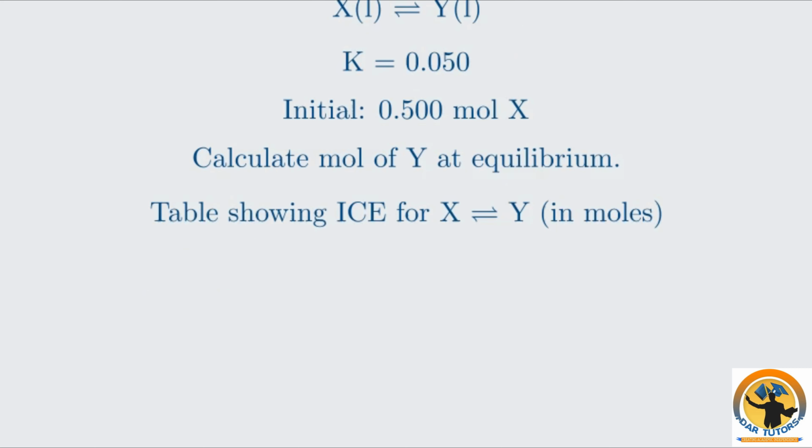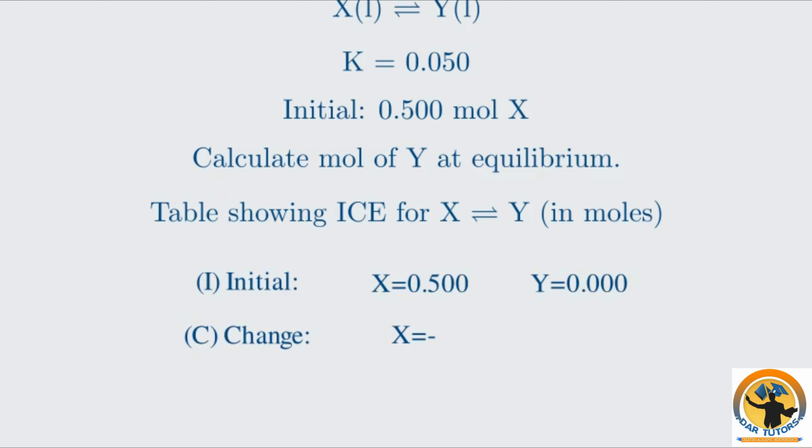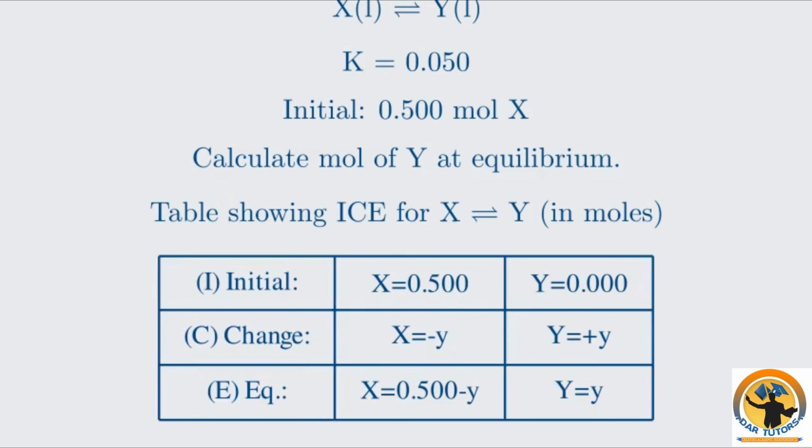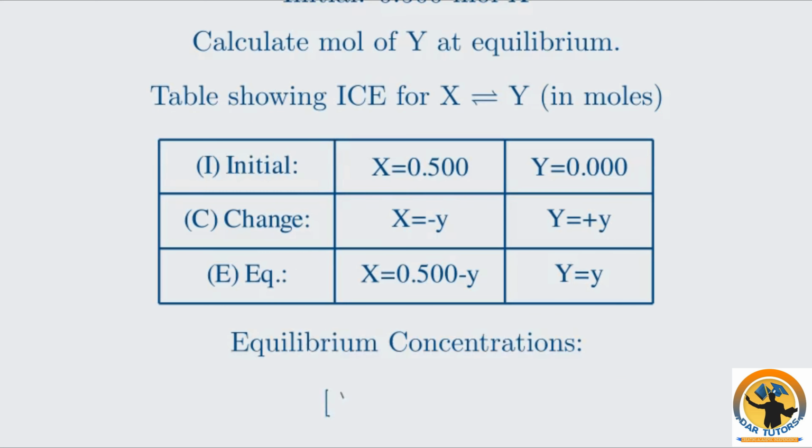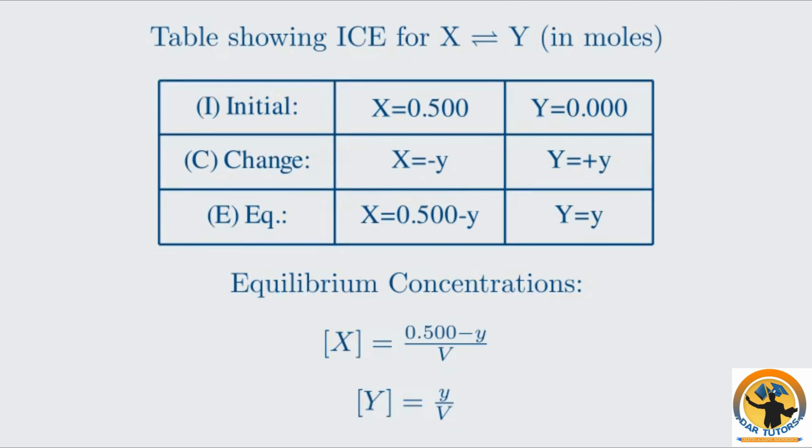Our ice table for moles starts with 0.500 mole of X and 0 mole of Y. Let Y be the moles of Y formed. Due to 1:1 stoichiometry, Y moles of X are consumed. So, at equilibrium, we have 0.500 minus Y moles of X and Y moles of Y. The corresponding equilibrium concentrations are (0.500 minus Y) divided by V and Y divided by V. Now we set up the equilibrium expression and solve.